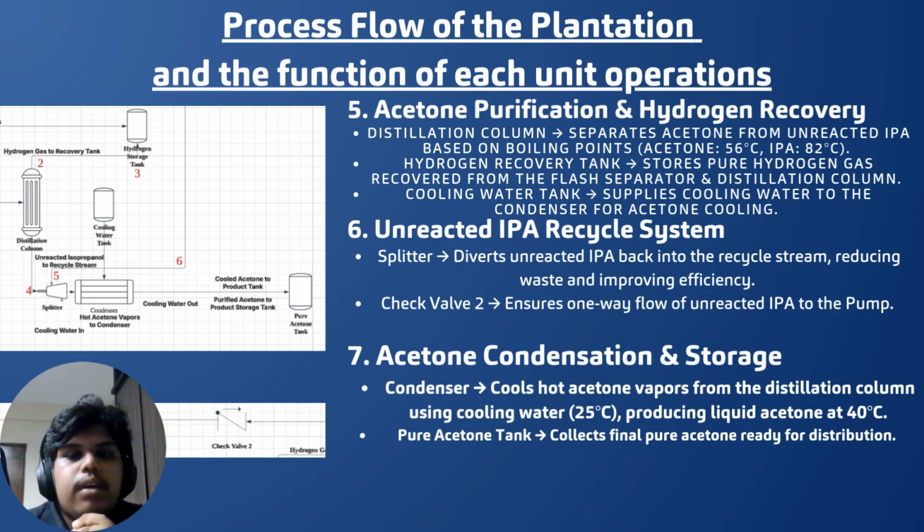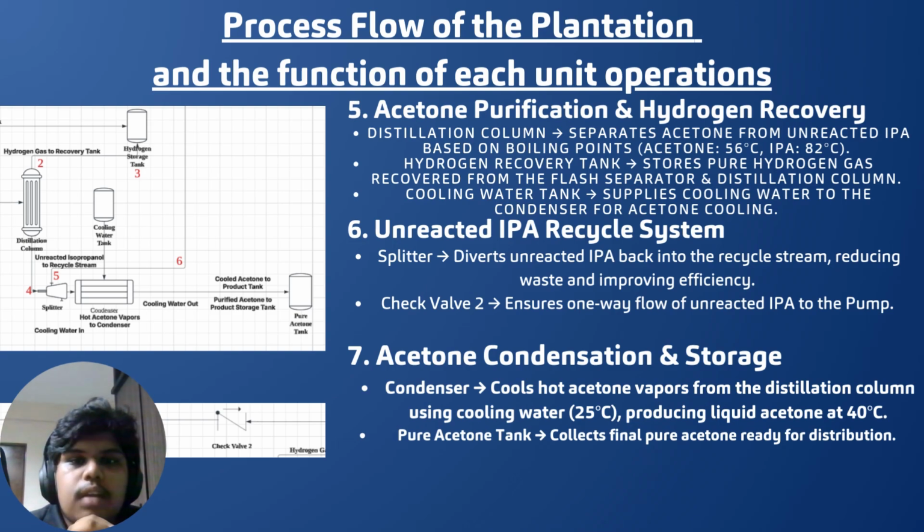Alright, okay, so the fifth process is the acetone purification and hydrogen recovery. It consists of three operations. The first is the distillation column that separates acetone from unreacted isopropanol based on boiling points. You can see there the boiling points.